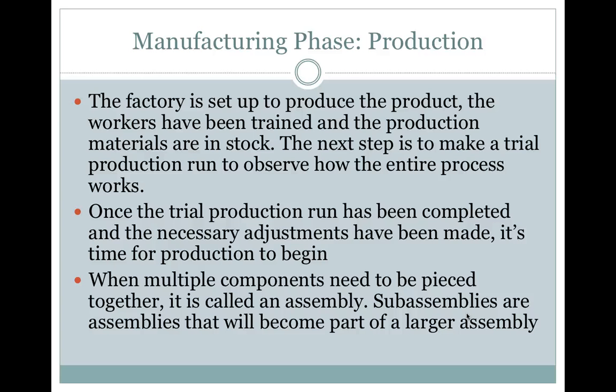Once the trial production run has been completed and the necessary adjustments have been made, it's time for production to begin. When multiple components need to be pieced together, it is called assembly. Sub-assemblies are assemblies that will become part of a larger assembly.